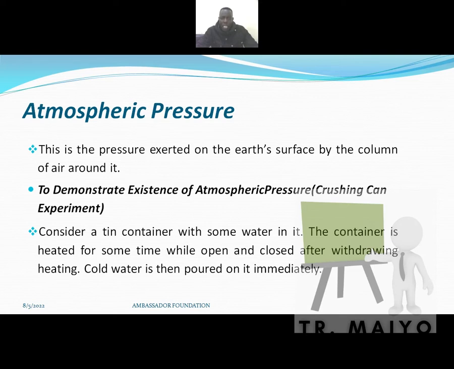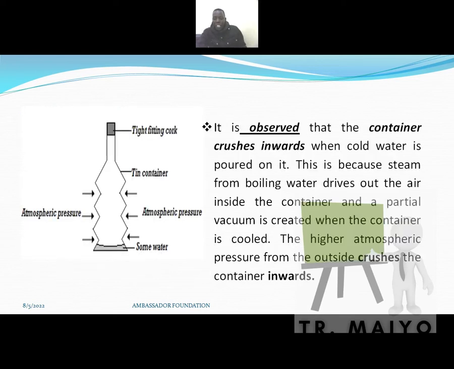Now, how can we demonstrate? How can we know that atmospheric pressure exists? We use what is called the crushing can experiment. In that case, I will show you, then I explain to you. Before the experiment, this is not how it is. It's just a normal container. You put water inside, then you heat. After heating, you close it. I will tell you why we heat.